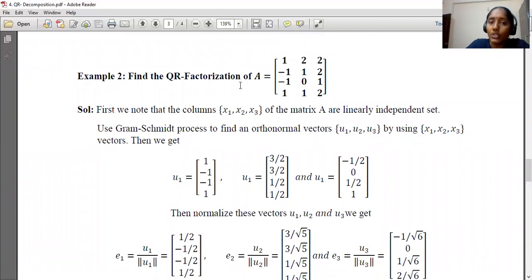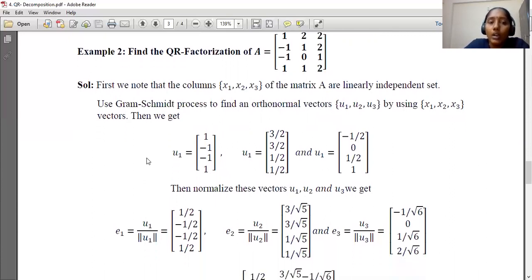Find the QR factorization of A, with rows 1, -1, -1, 2, 2, 1, 0, 1, 2, 2, 1, 2. Here we first note that the columns x1, x2, x3 of the matrix are a linearly independent set. Then by using the Gram-Schmidt process, find the orthonormal vectors u1, u2, u3 from the vectors x1, x2, x3, same as I discussed in the last problem. Now here I am directly giving the vectors.